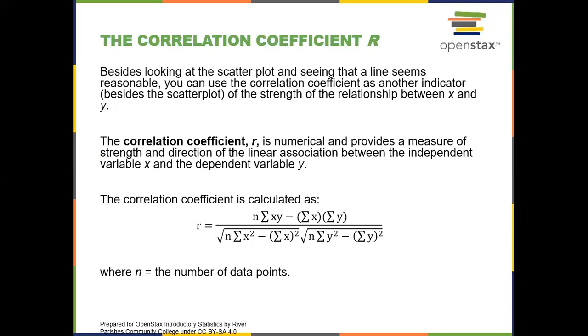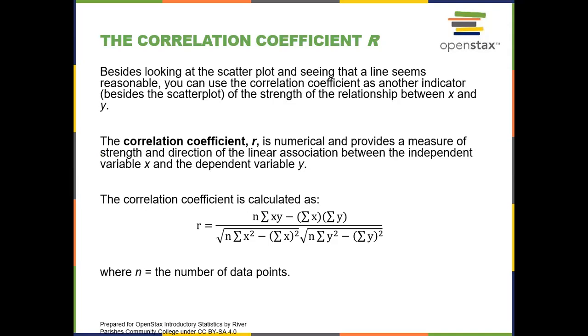Besides looking at the scatter plot and seeing that a line seems reasonable, you can use the correlation coefficient. Co means together, relation, coefficient means a number. That is, we will calculate a number that shows the strength of the relationship between x and y, as another indicator besides the scatter plot. The correlation coefficient R is a number and provides a measure of the strength and the direction of the linear relationship between the independent variable x and the dependent variable y.